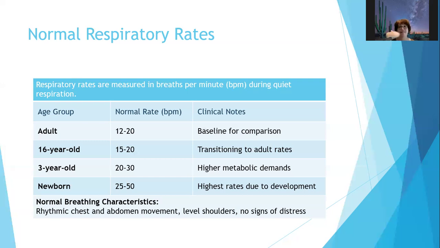A 3-year-old has a slightly lower rate, but they still have higher metabolic demands. A 16-year-old is starting to transition to adult rates. And then the adult norms are 12 to 20 breaths per minute. That's sort of our baseline. So in normal breathing, we get rhythmic chest and abdomen movement. Your shoulders are level. You're not using a lot of accessory muscles. There are no signs of distress or difficulty breathing, which is what we really want.